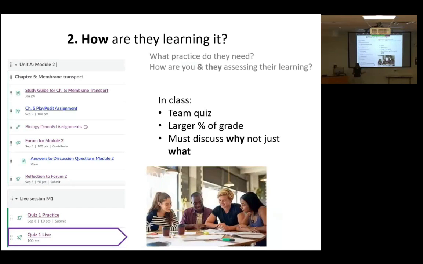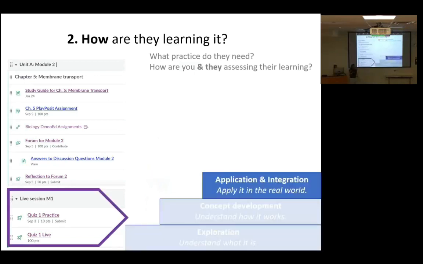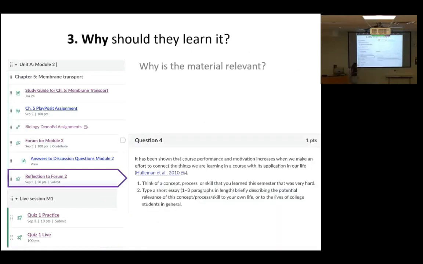So the LAs and I will be walking around the teams, making sure that the discussion is geared towards that why. We're constantly asking, but why? And so this is the larger portion of the grade. So that means that in class time, we are focusing on that higher order application type of questions.